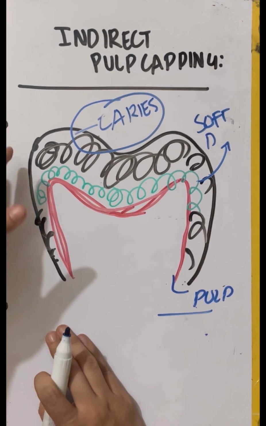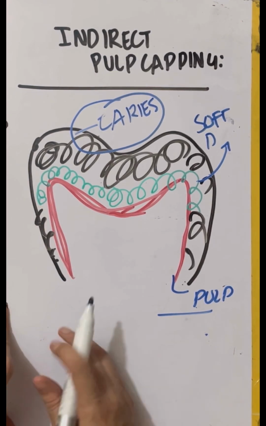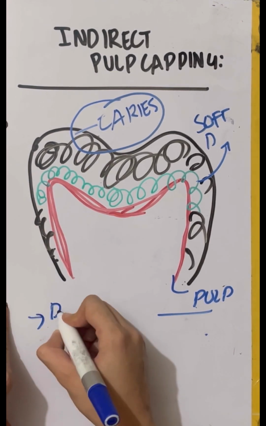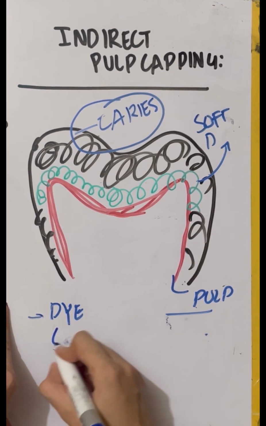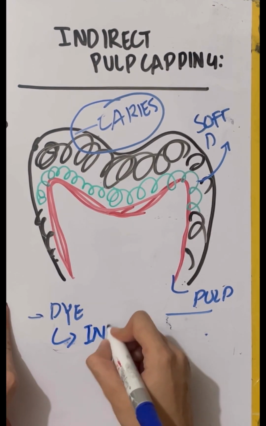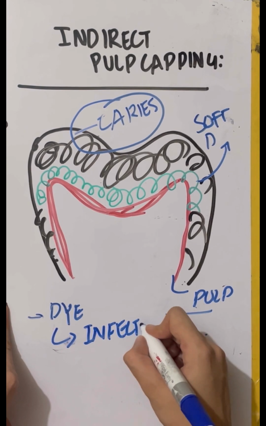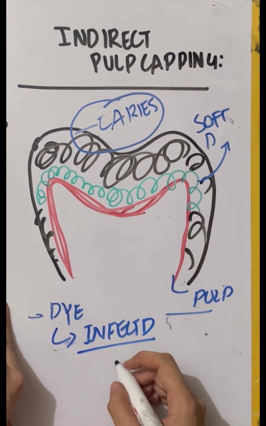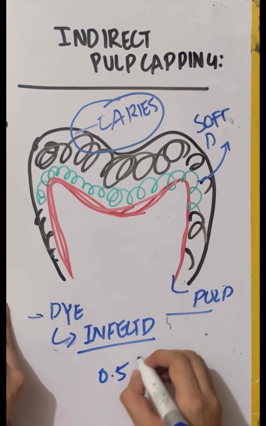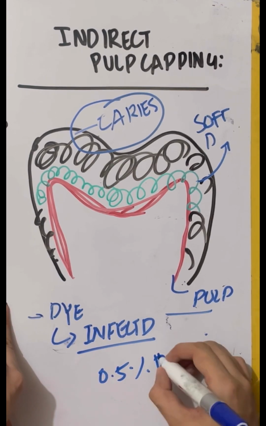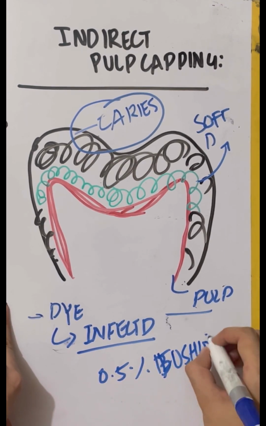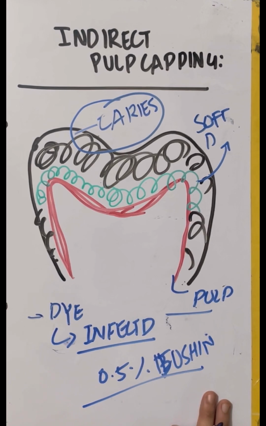But how will we know how much dentine we have to remove? We will use a dye. These dyes are indicators of infected dentine. Which dye will we be using? We will be using 0.5% basic fuchsin. So we will be using these dyes to know how much infected dentine is present.